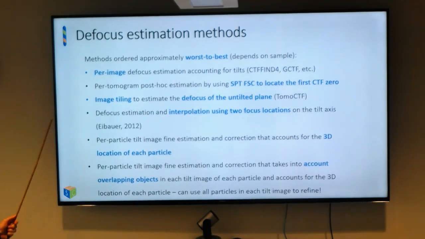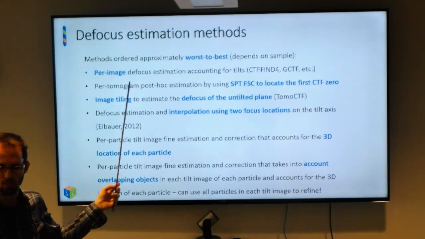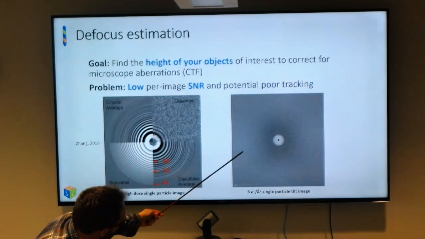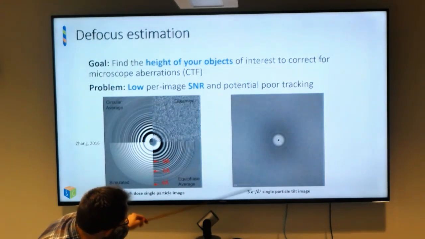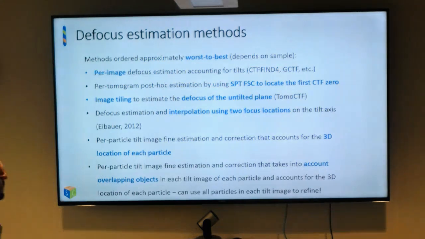In tomography, I've listed, and maybe I should have done an animation where I don't show them all at once, so you don't have a giant list right here. But here's the giant list. I've listed a bunch of ways to actually estimate defocus that people have come up with. One way, from worst to best, roughly, is per image. So just take every single image, look at the power spectra like this, and estimate the defocus. Find the zeros, use some software like GCTF, estimate the defocus.